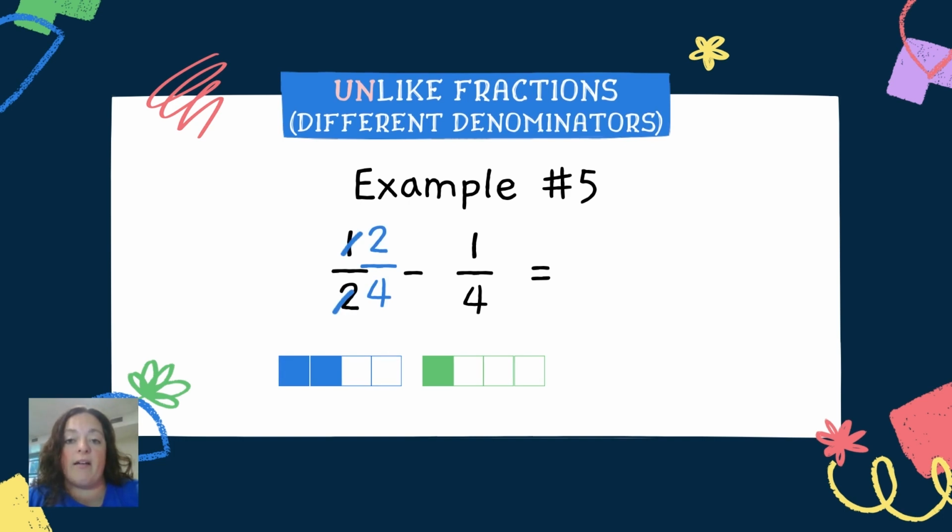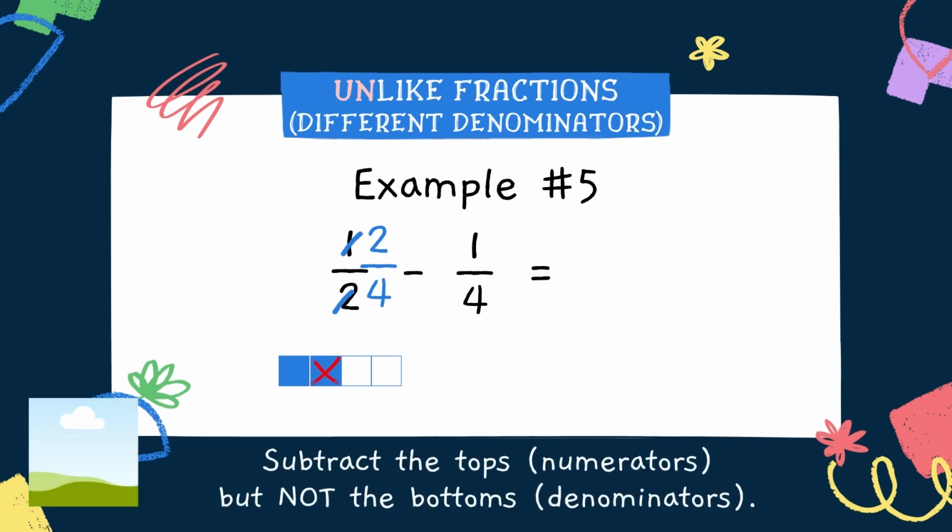We can break up the 1/2 into 4ths by multiplying both the top number and the bottom number by 2. 1 times 2 is 2, and 2 times 2 is 4. So 1/2 can be rewritten as 2/4. Now we have the same denominator. So now I can take away something the size of the green piece from the blue. Now we've removed 1/4 from the 1/2. 1/2 minus 1/4 is 1/4.